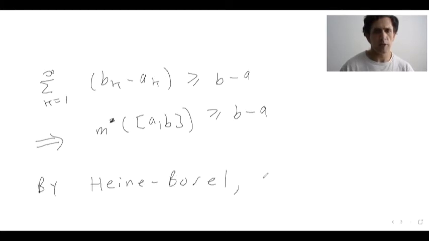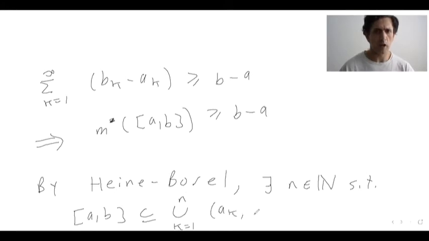So by the Heine-Borel theorem, there exists a natural number n where [a, b] is covered by a finite number of these intervals. So we have an open cover that covers a closed interval. The Heine-Borel theorem says that whenever we have that, we can always pick a finite subcover. That's exactly what this means.